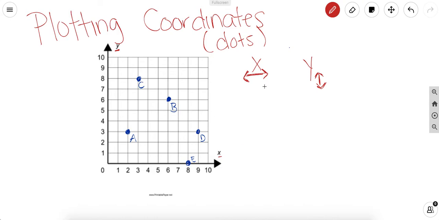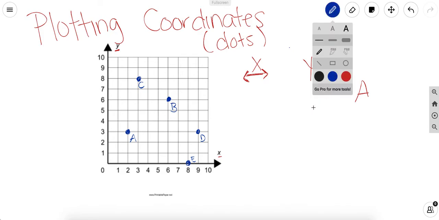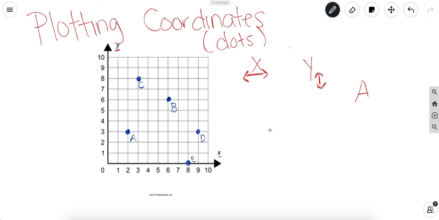So for this example, always start at 0, 0. Always. No matter what, you're always going to start at 0, 0. And you're going to say for the letter A, how many left or rights did we have to go? And then how many up or downs did we have to go? So I'm going to use a different color for this. Let's not use blue. Let's use black.